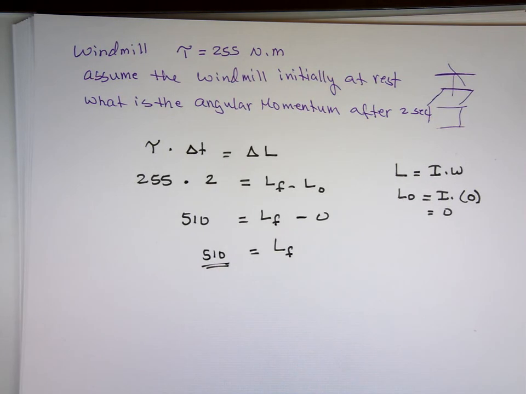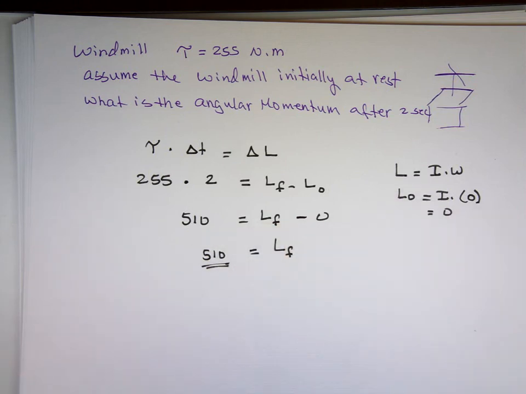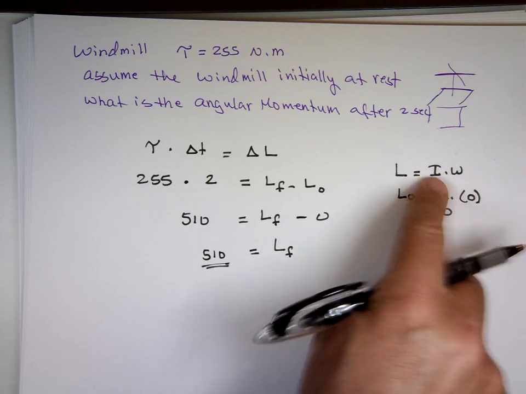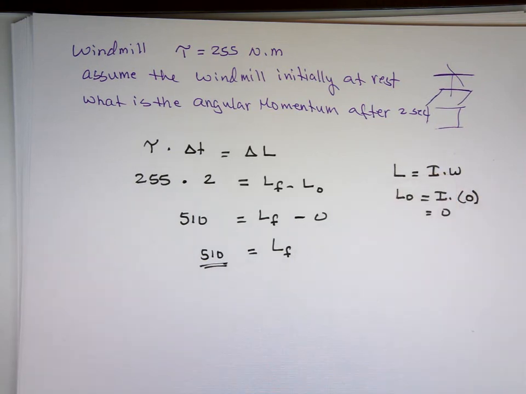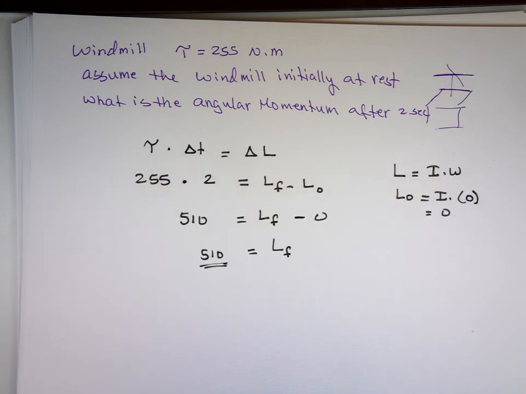Now if you tell me the shape of that windmill, maybe if it's a round one, I can calculate the inertia and tell you how fast it's spinning. Or if you tell me how fast it's spinning, I can tell you the inertia, because this equals I times w final. So I need to know one of these to get the other. You tell me the shape, I'll tell you the inertia. You tell me how fast it's spinning, I'll tell you the inertia. You tell me the inertia, I can tell you how fast it spins. And that's the end of the windmill.